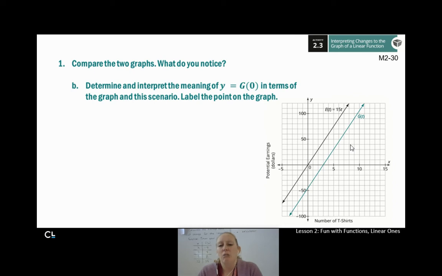But now, I'd like you to determine and interpret the meaning of G of 0 in terms of the graph and the scenario. And I'd like you to label the point on the graph. So can you find G of 0 on your graph and tell me what it means? Go ahead and hit pause, work this out, hit play when you're ready to talk about it.